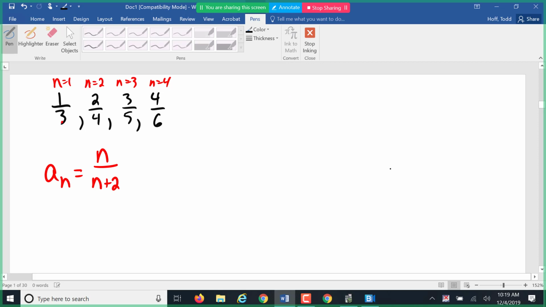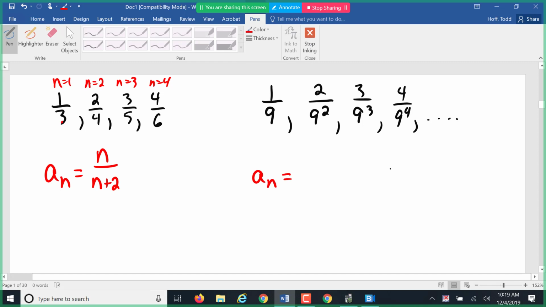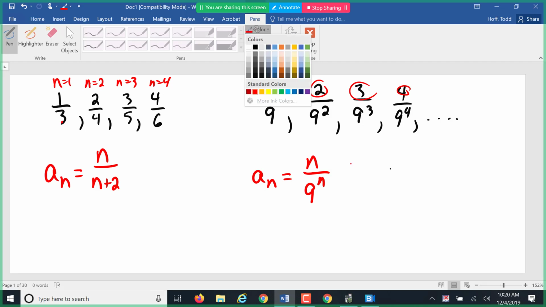Well, let's look at something a bit more complex. 1 over 9, 2 over 9 squared, 3 over 9 to the third, 4 over 9 to the fourth, and so on. So our general term here, a_n, if I define n equals 1, 2, 3, 4, that's simply n over 9 to the power of n as our general term. So the big key here is you have to be able to look for patterns.